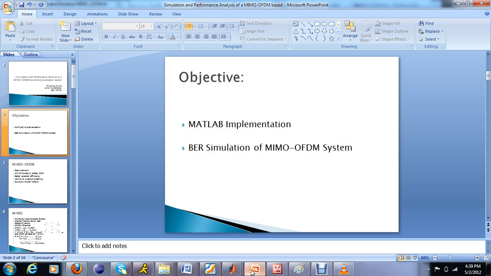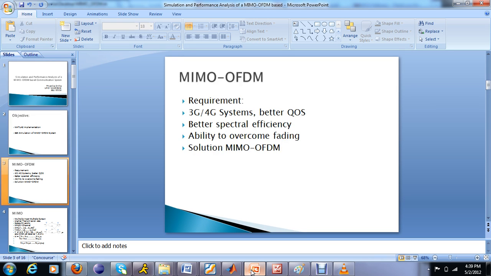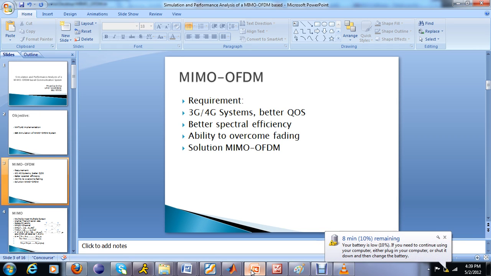Okay, so the objective of this project is to implement a MIMO-OFDM system and to simulate the BER performance of a MIMO-OFDM system. From the available literature, I came to understand that modern communication systems require better data rate and higher bandwidth consumption. Therefore, a spectrally efficient system is required, for which MIMO-OFDM is a perfect solution, and it also has a great ability to overcome deep fading.